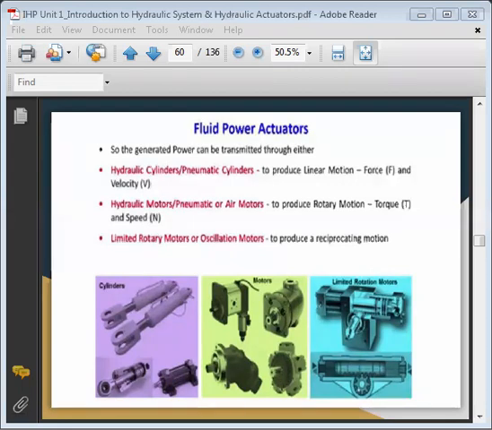Similarly, the hydraulic motor and the pneumatic motor, that is the air motor, are used to produce a rotary motion. In that case, torque is decided by the pressure energy of the fluid, and your speed or angular speed is the parameter that will be decided by the flow rate. And then one more category I told, that is oscillation motion. These are actually the types of fluid power actuators. Getting it?